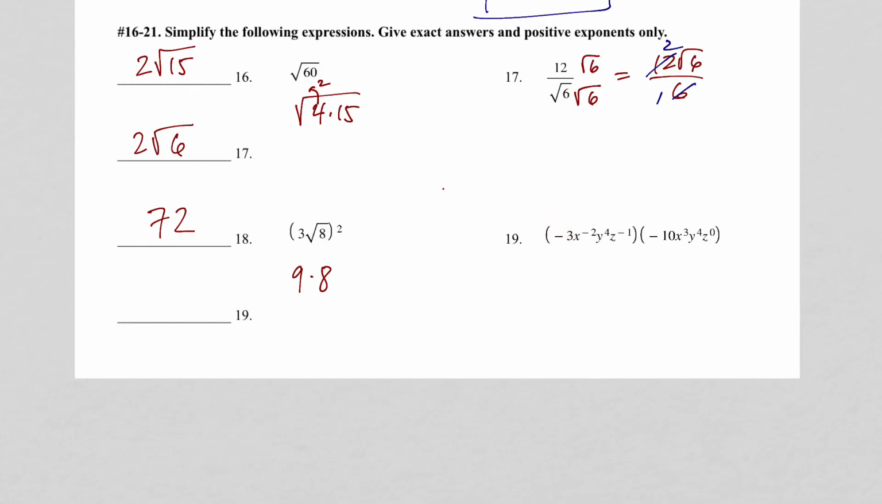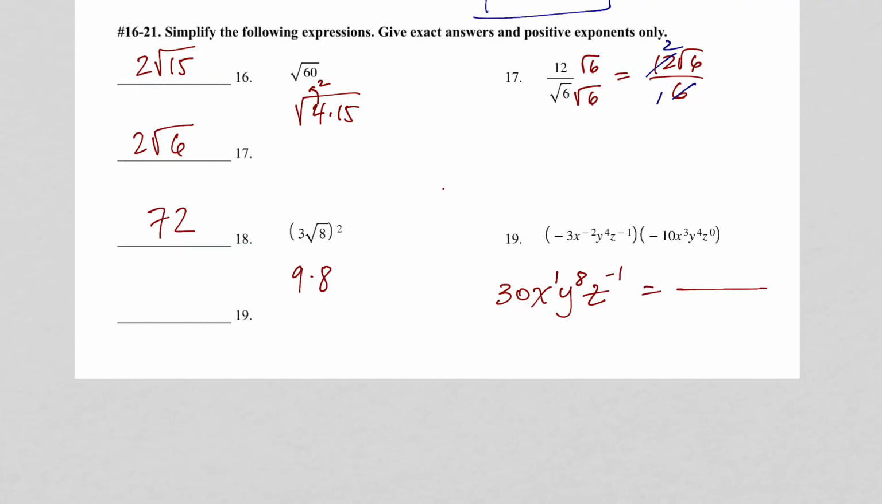Okay, I have negative 3 times negative 10 is a positive 30, and I have x to the negative 2 plus 3. Negative 2 plus 3 is 1. And then I have y to the 4 plus 4 is 8. And then I have z to the negative 1 plus 0 is negative 1.